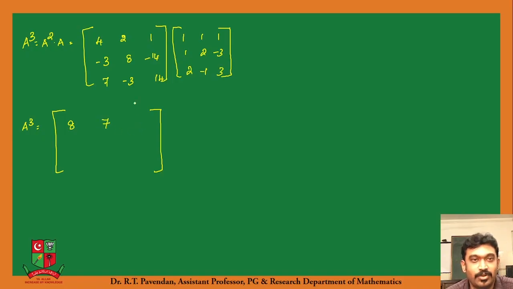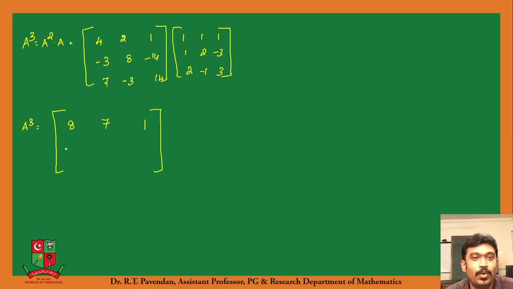First row with third column. 4 times 1 is 4, 2 times minus 3 is minus 6, 1 times 3 is 3. So minus 6 plus 3. So it is minus 3. 4 times 1 is 4. So 4 minus 3 is going to be 1. So the first row is over.